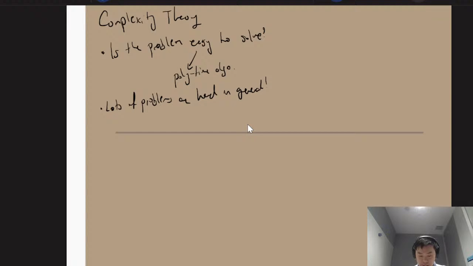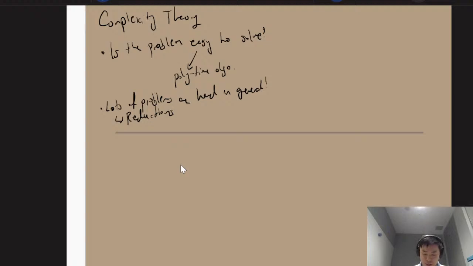And what we would like to do is to figure out exactly why the problem is hard. So in complexity theory, we want to get to the root of the difficulty of the problem. Rather than just saying, oh, this problem is hard, we want to figure out exactly why this problem is hard. And so to understand where the hardness of the problem comes from, we introduce this notion of a reduction.